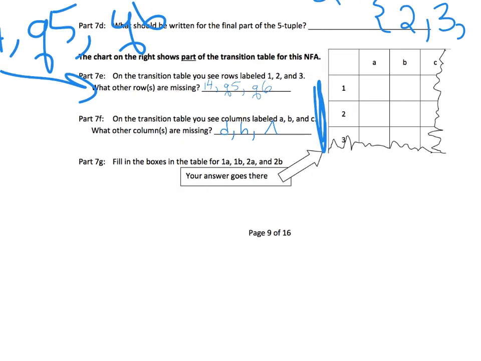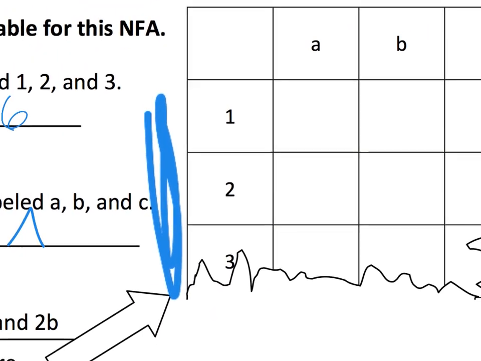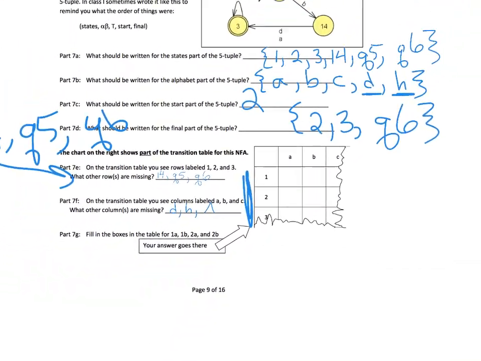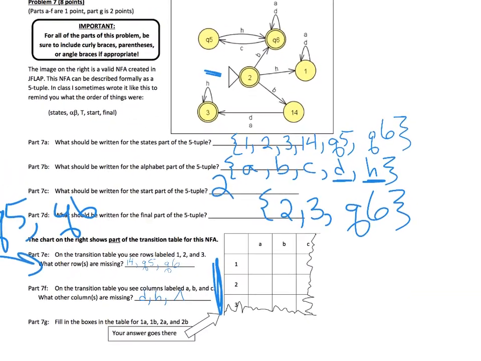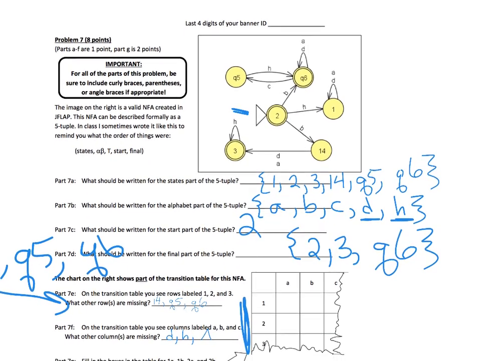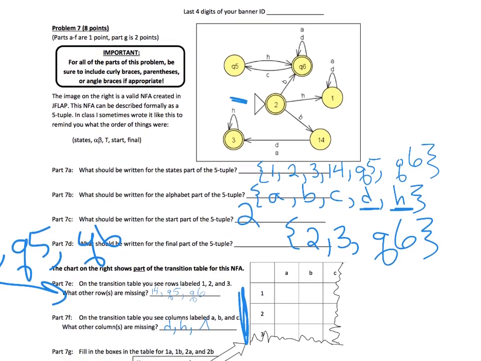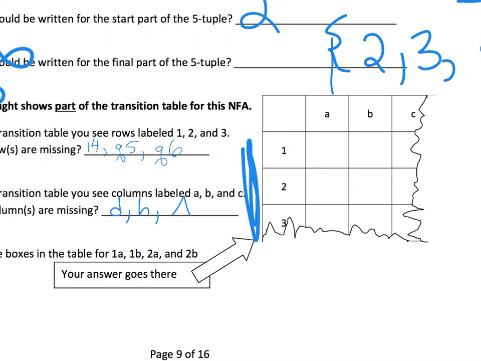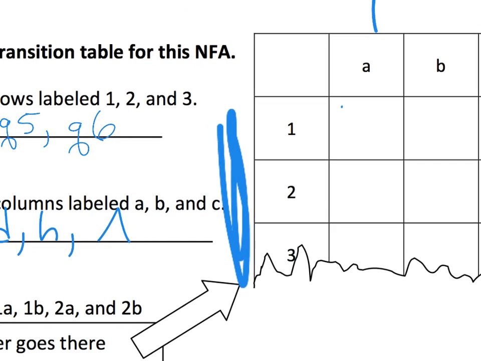And finally, it says fill in the boxes in the table for 1A, 1B, 2A, and 2B. So 1 on A, well, it's an NFA, right? So for sure, we're going to have curly braces around everything because it's an NFA. But let's see. 1 on A, it looks like just goes to 1, right? And 1 on B doesn't go to anything. So we have to write 1 on A goes to the set containing 1, and 1 on B goes to nothing, so we're just going to write the empty set.